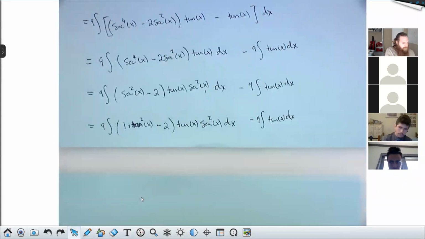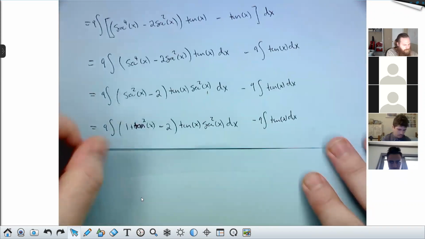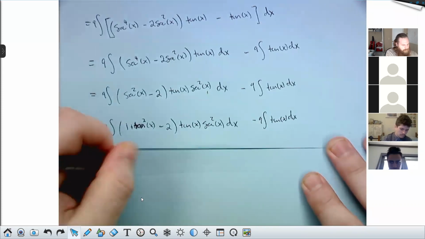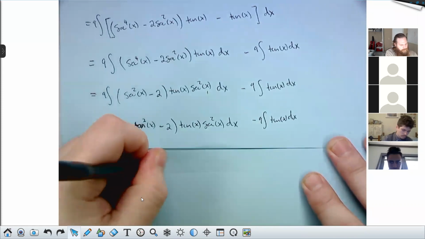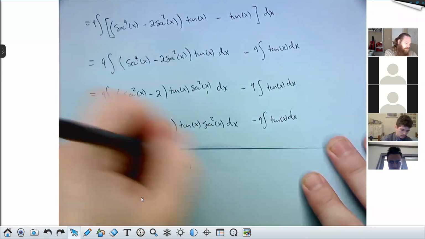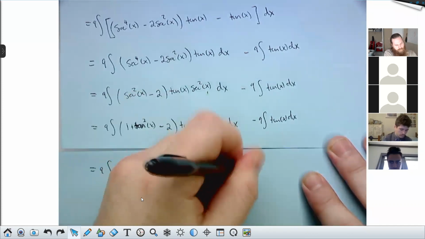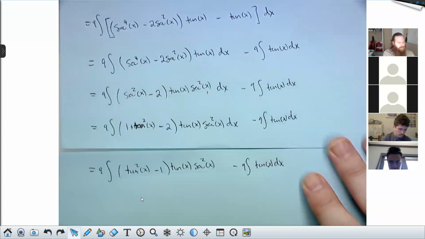So I can combine like terms here. I've got a +1 and a -2. This is the same as 9 times tan squared x minus 1 times tan x times secant squared x. And then over here, I still have minus 9 integral tan x dx.